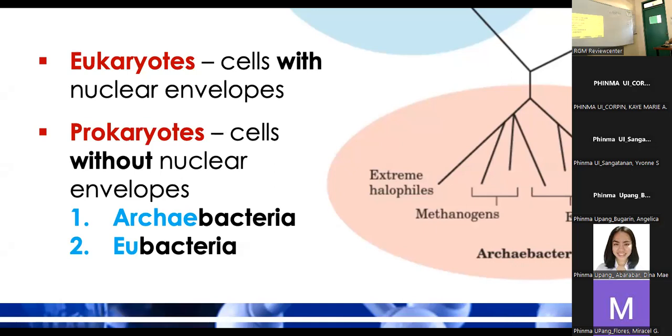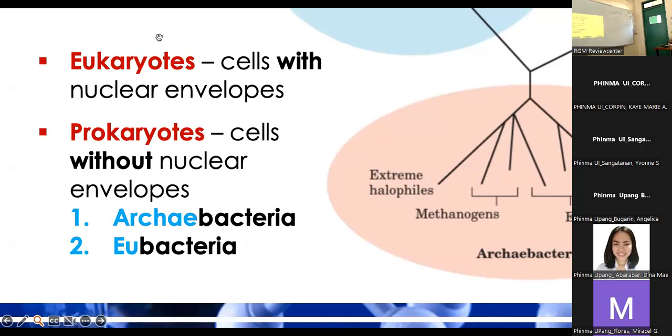Now, when we classify organisms, we actually have three domains, five kingdoms, and two super domains. There are a lot of classifications of organisms. When you say super domains, there are only two: the prokarya and the eukarya. Just two.